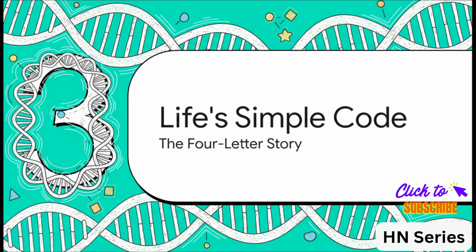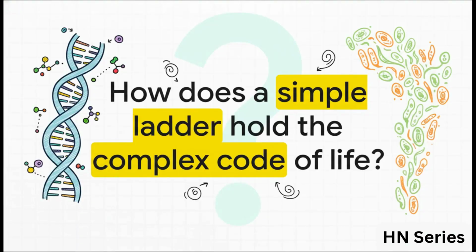Okay, so we've got our twisted ladder. But wait a minute. How can a ladder possibly store information? That's a great question, and it leads us right into Section 3, Life's Simple Code. And this is where things get, well, kind of unbelievable. We're about to see how just 4 little chemical letters are enough to write the entire instruction manual for all of life.